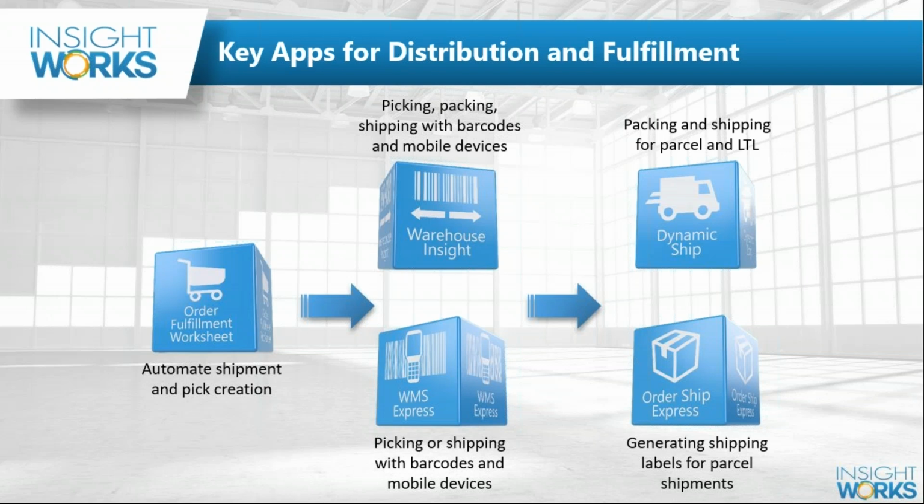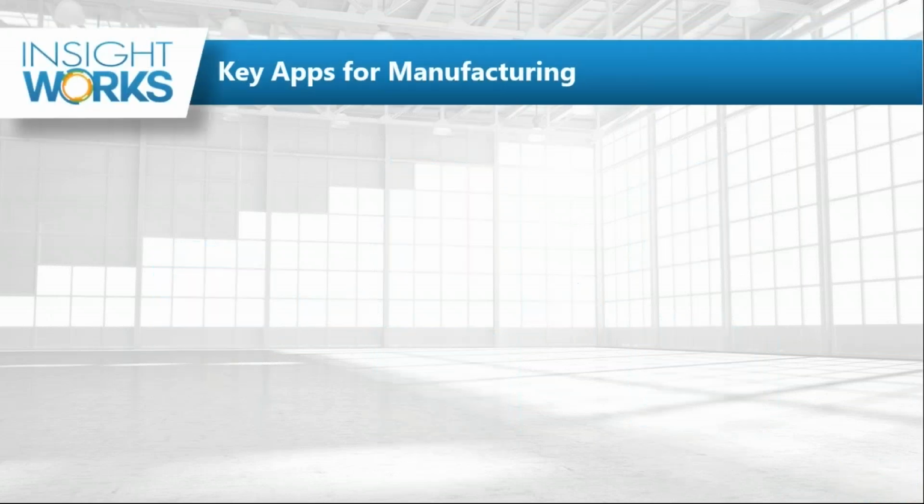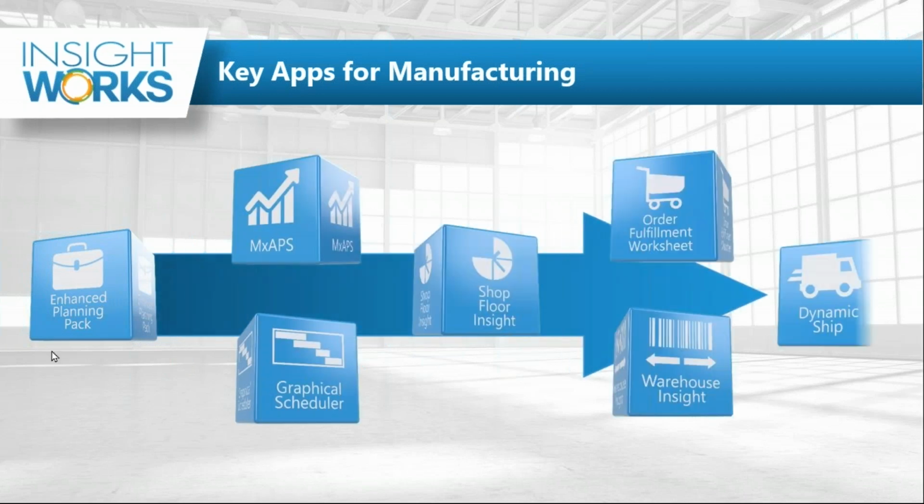All right. Now, that's the distribution side of things. The manufacturing side is something similar, right? On the manufacturing side, it's not just a matter of scheduling or execution, it's everything combined. So we start with the planning side. The enhanced planning pack provides better tools for doing MRP or purchase planning compared to the standard Business Central. And then we've got a number of tools for production analysis as well.